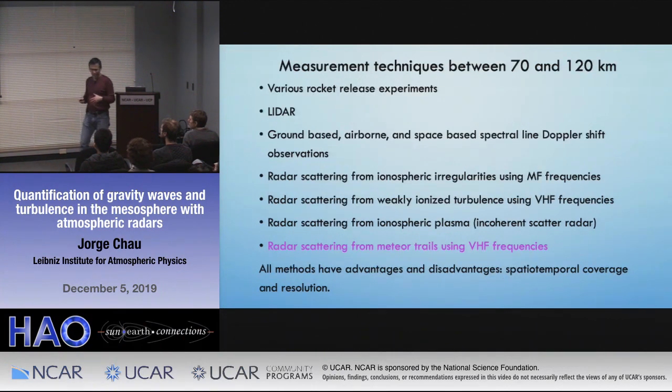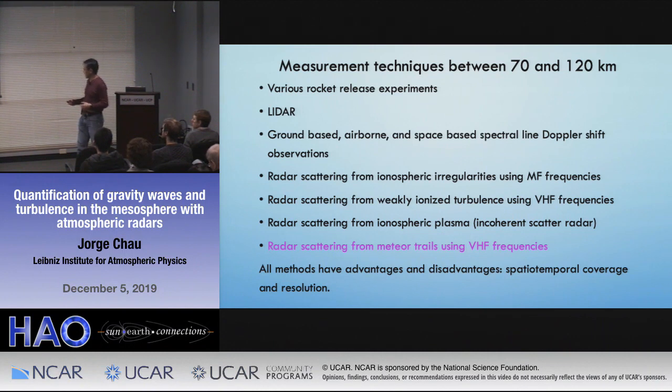There is a bunch of techniques: lidars, radars, coherent scatter radars, airglow imagers, rockets. Rockets would be good if we have a lot of money. Each rocket, I don't know, a couple of million dollars per launch. That's too cheap, more? Yeah, higher. Okay, so it's not doable. But it is good to have some idea of what is going on.